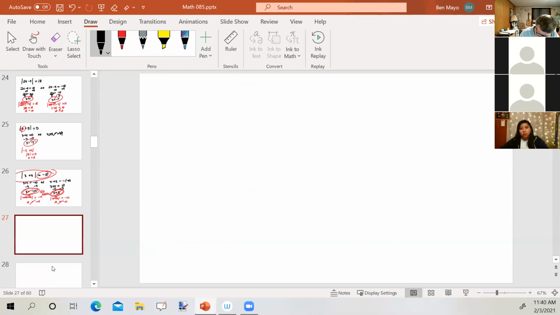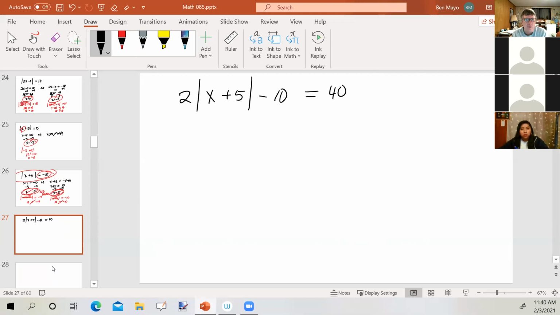Now, let's say we've got something like this. 2 times the absolute value of x plus 5 minus 10 equals 40. Up until now, all of the equations that I gave you had a single absolute value on the left side of the equation with no extra numbers outside. Now we have extra numbers outside. We have a 2 multiplier or coefficient in the front and a term of -10 also. What we want to do before we do anything else, before we split it up into 2 possible equations, is we need to isolate the absolute value term.